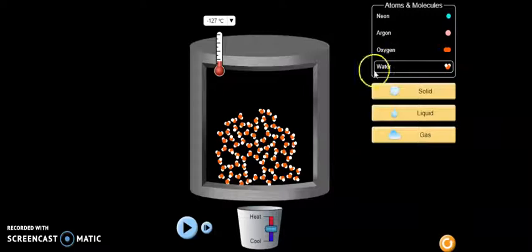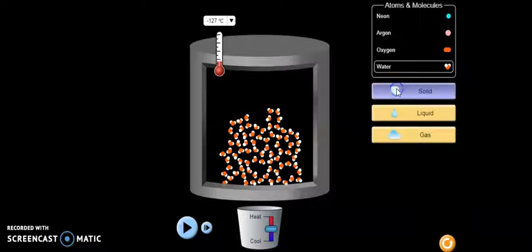We take water as an example of matter here, and first we take the water in the solid state. This represents the particles of the water. Each molecule here represents two atoms of hydrogen, the white one, and one atom of oxygen, the red one. So in this case, as you see, this is water in the solid state.